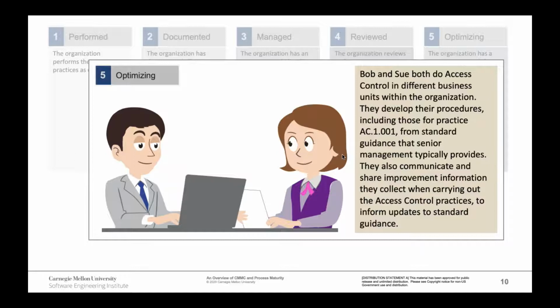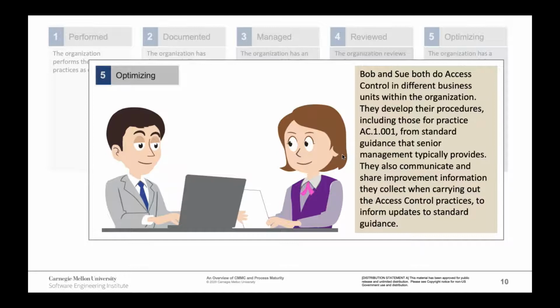Bob and Sue use standard enterprise-wide guidance for their access control activities. So they'll go pull it off the SharePoint or off of Command Media, and they get the standard guidance for their access control activities. But what they do is they take that guidance and they tailor it to develop specific procedures for each of their business units. That again is based off of the standard enterprise level guidance.